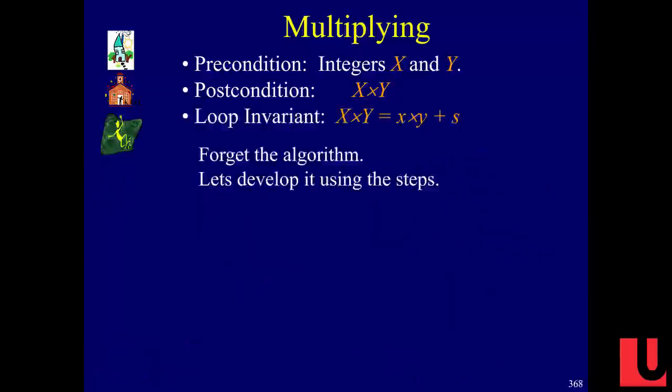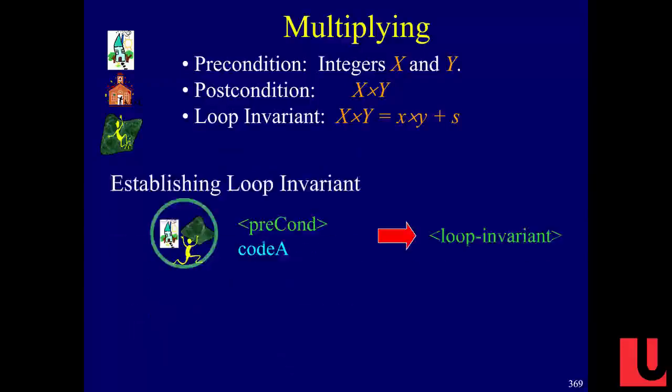All right. So now let's say all we have is this loop invariant. I don't know where we got it from, but somewhere we got this loop invariant, and let's see if we can develop the algorithm. So how do we establish the loop invariant?